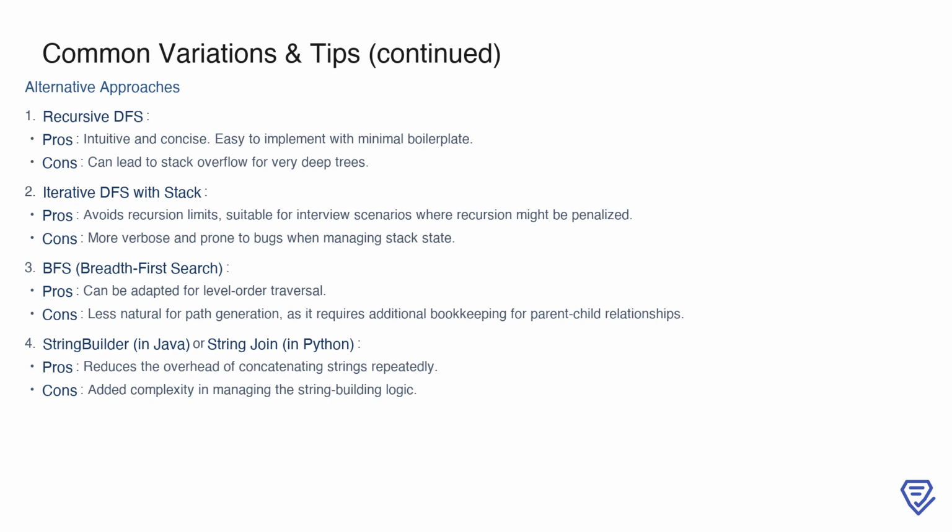Breadth-first search, or BFS, is another approach. While it's more commonly associated with level-order traversal, it can be adapted to solve this problem. That said, BFS isn't as natural for path generation because you need to keep track of parent-child relationships, which adds complexity. For string manipulation, using tools like StringBuilder in Java or Python's string join method can be more efficient than repeatedly concatenating strings. These techniques minimize the overhead of string operations, but they do add some complexity to your implementation. Each of these approaches has its place, so understanding their trade-offs can help you decide which one is best suited for a given scenario.